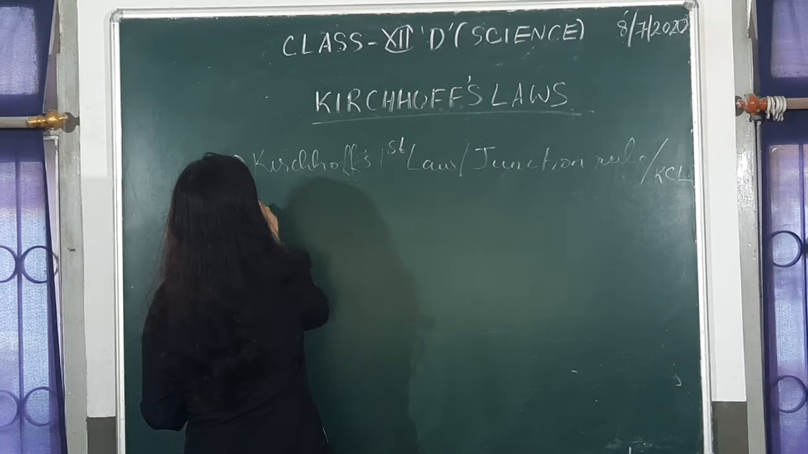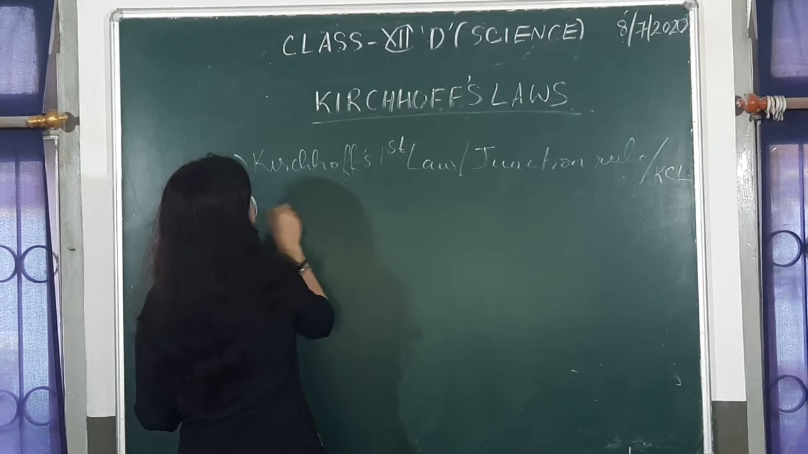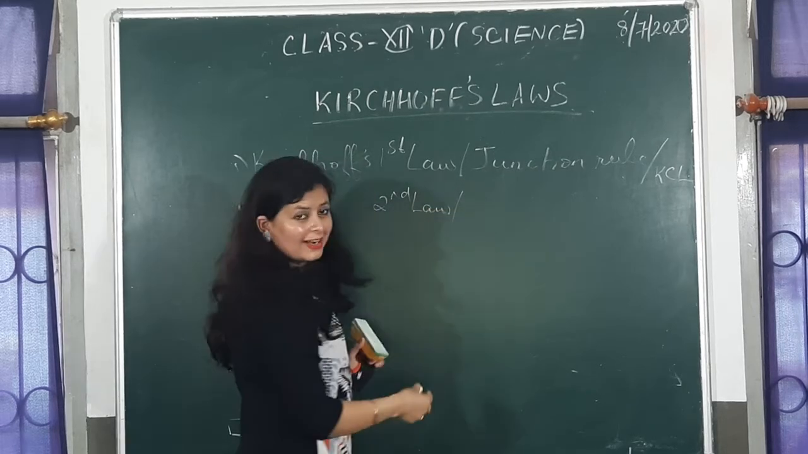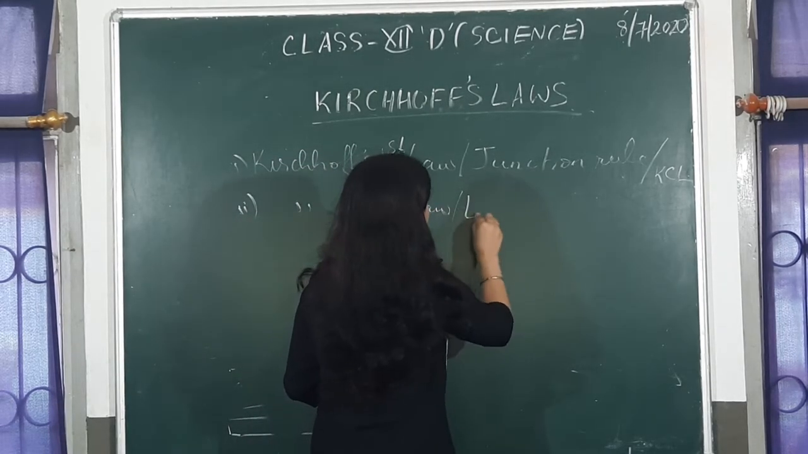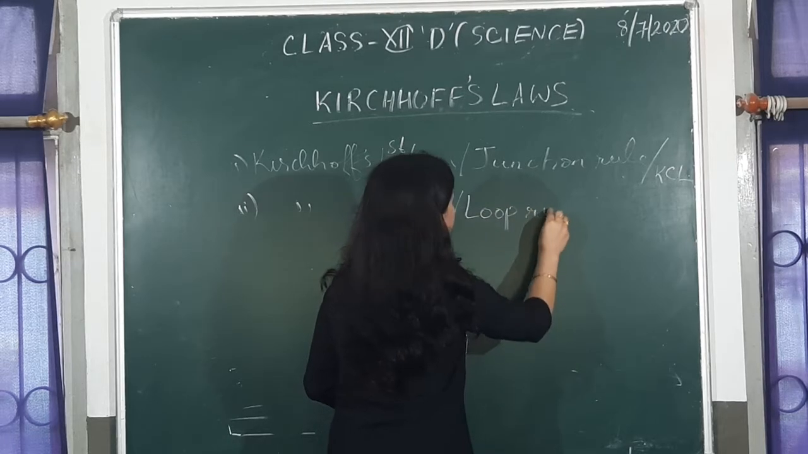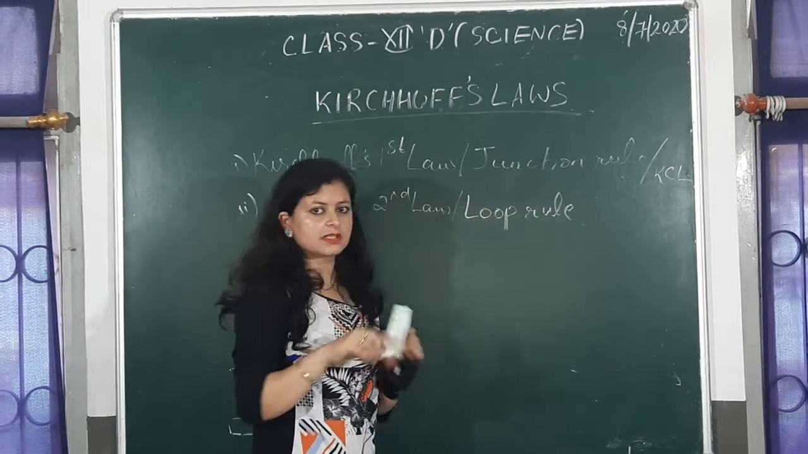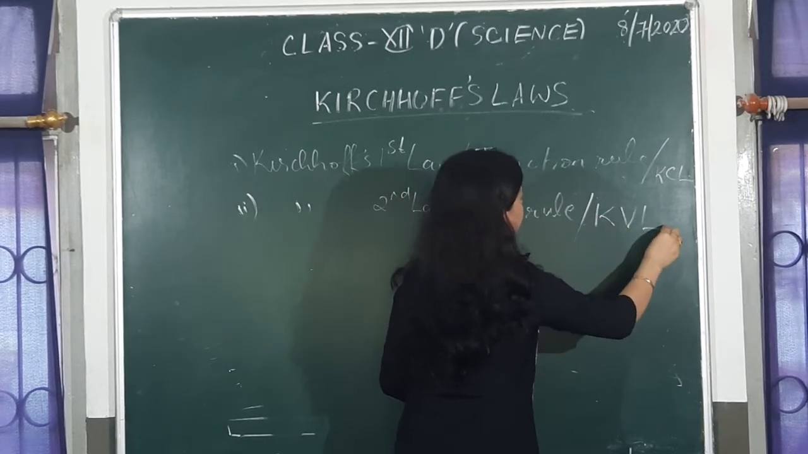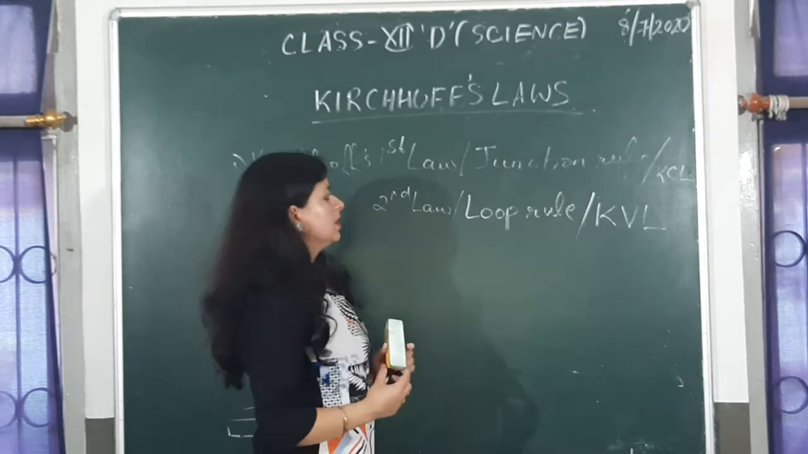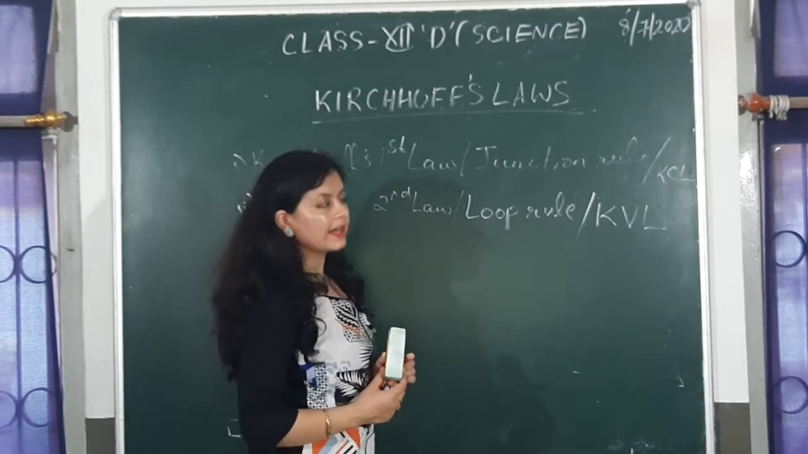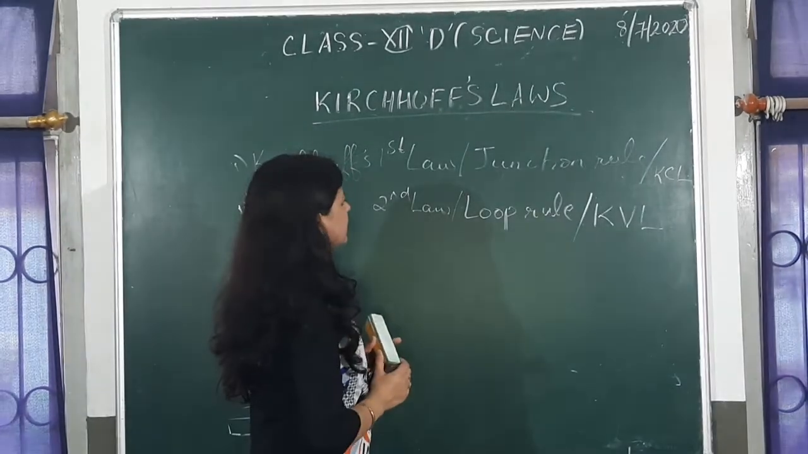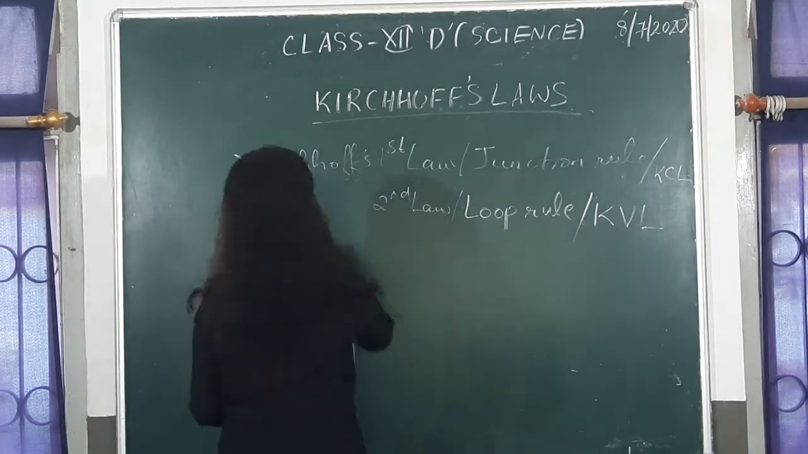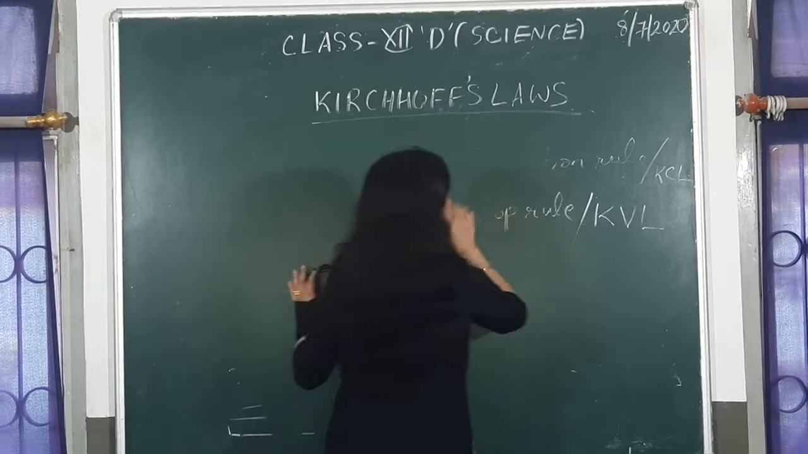And the second one is Kirchhoff's second law. Naturally, after first law comes the second law, right? It is also called loop rule because we need to take a loop, the circuit loop, into consideration. Also, it is sometimes called KVL or Kirchhoff's voltage law. The first rule deals with the current at a junction, and the second law deals with the voltage or potential drop in a loop. Let's proceed to state the two laws.